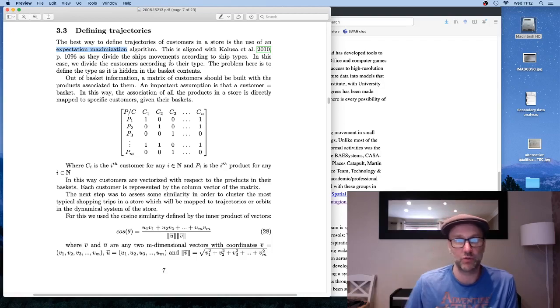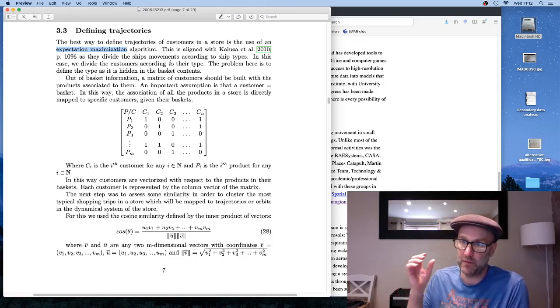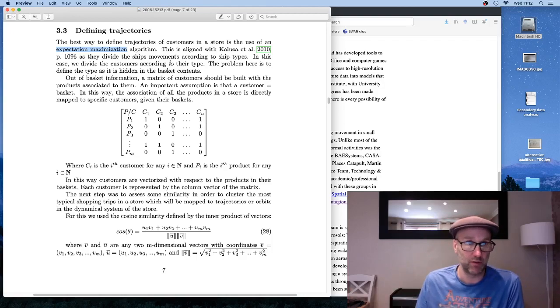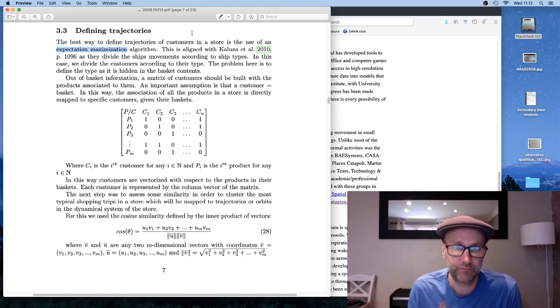You could also look at the sort of things that they're buying, because the most popular items are going to be where the hotspots are. So that's the trajectories.